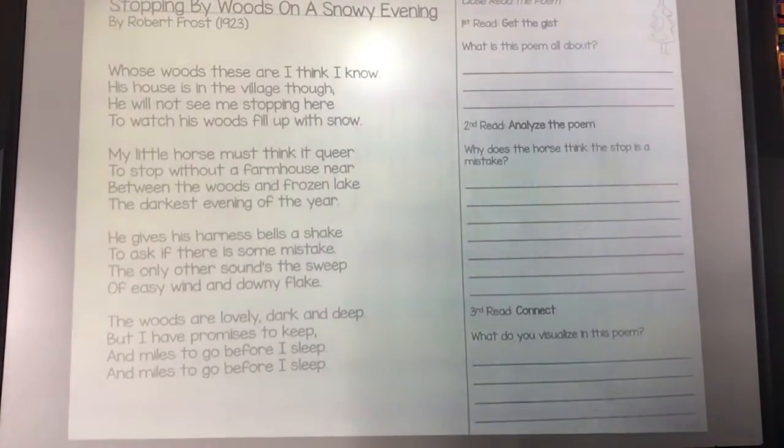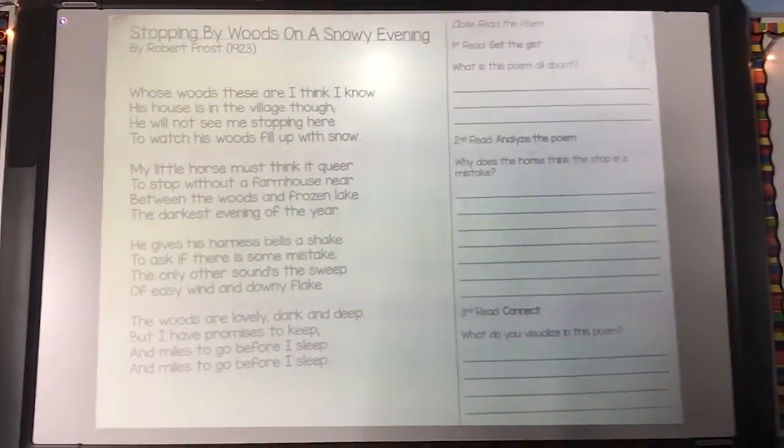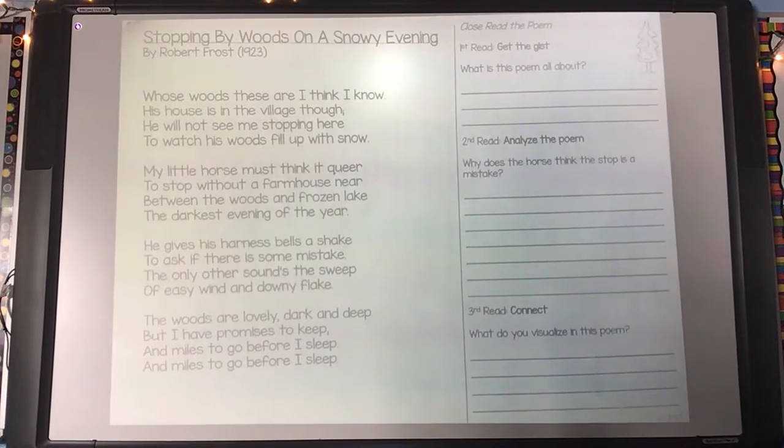All right. So let's take a look at the poem that you have today in your packet. Same poet here. This was written in 1923. Was that any time recently? No. Long time ago. Robert Frost is not alive anymore. Stopping by Woods on a Snowy Evening.